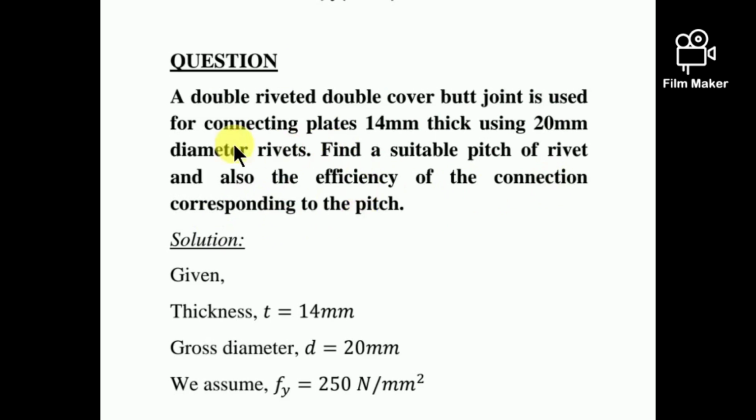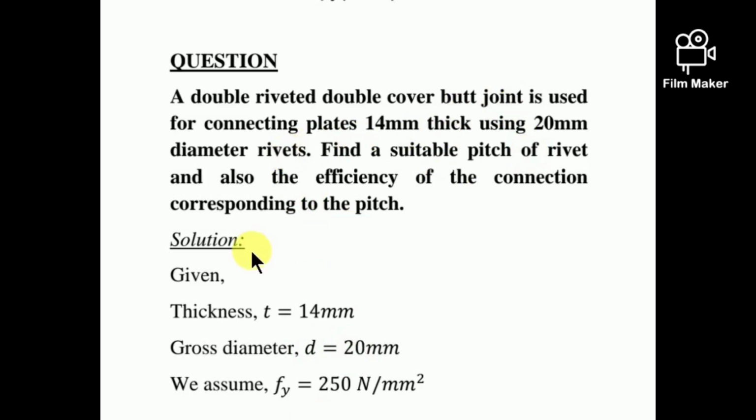What is given here? It is given that for connecting plates 14 mm thick, that means the thickness of the plate is 14 mm, that is small t is 14 mm. Using 20 mm diameter rivets, that means the diameter of the rivet is 20 mm, and the diameter of the rivet is our gross diameter, that is small d.